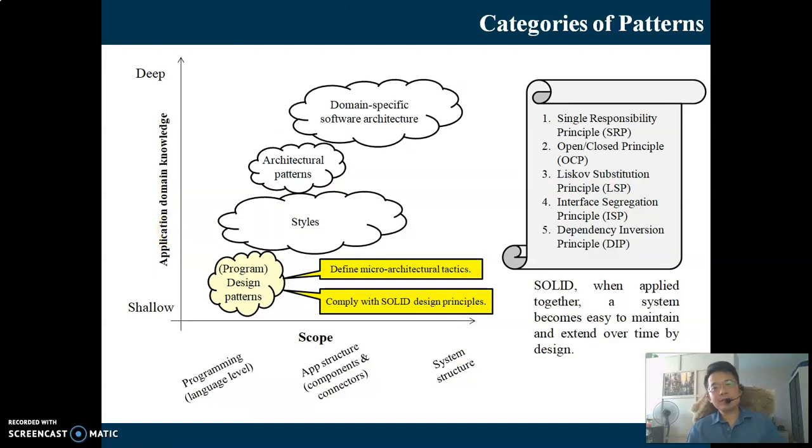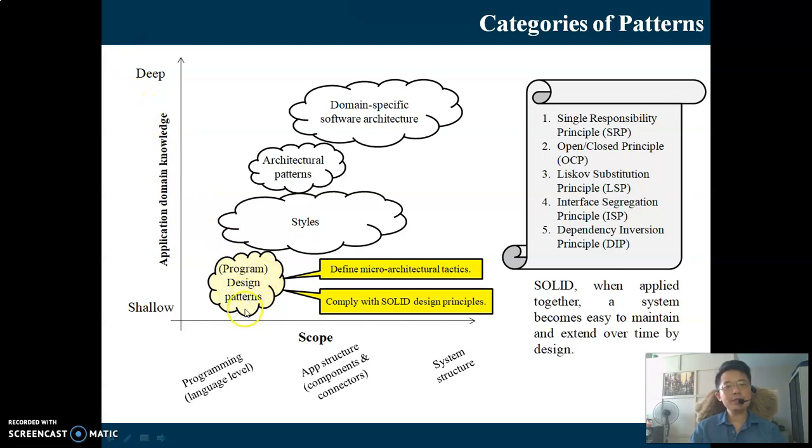So, how is design pattern related to architecture? The following figure is useful to help us with this understanding. The x-axis is the scope of a system design. A system can be designed bottom up, from programming level up to the system structure level. Some components do not require domain knowledge. Some components may require a deep domain knowledge. Domain knowledge refers to knowledge of the business, such as banking, education, medical, etc.